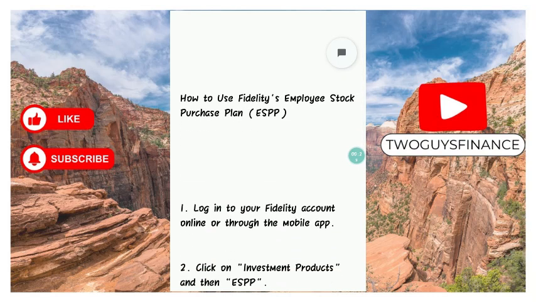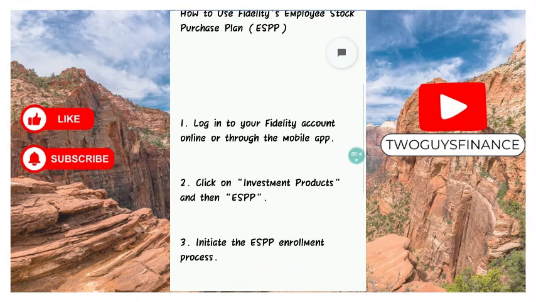The first thing you're going to do is log into your Fidelity account. You can do that on the Fidelity website, or you can log in on your mobile device through the Fidelity mobile app. Once you're logged into your account, click on investment products, and then choose ESPP.